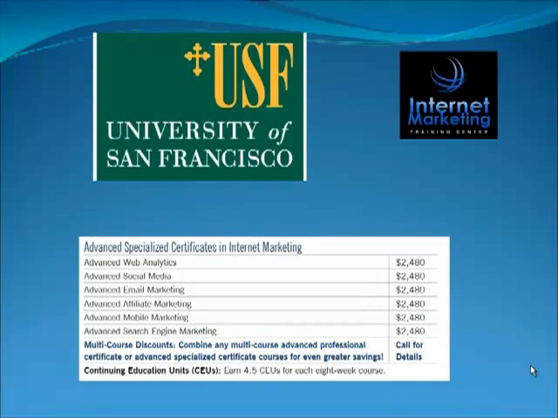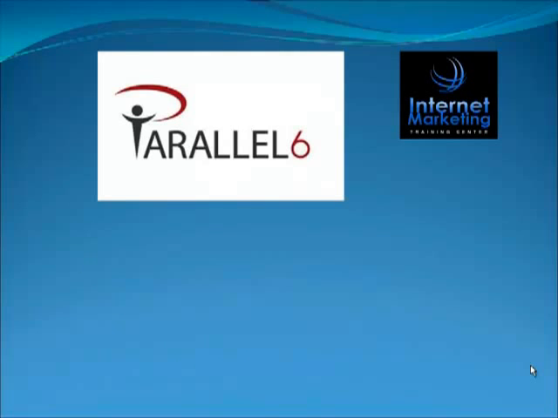And this is what you're going to spend roughly about $2,400 a course for web, social, email, affiliate, mobile, search. Call for details. I'm sure you'll save some money. So you could definitely take that route. I'm sure these courses will take, you'll have a nice certificate at the end, and it'll take you a year to get through that. So that's one option.